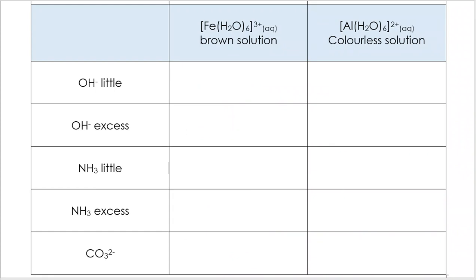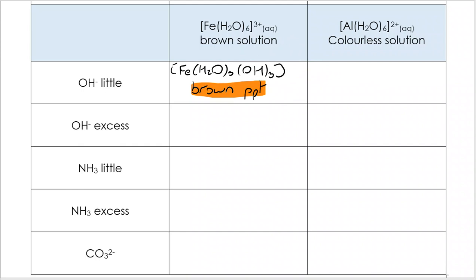Fe(H2O)6 3+. Well, a little bit of OH-. That will carry on reacting until we hit the precipitate, the brown precipitate here. I have had 3 OH- ions, each have taken an H+ away, and we're left with a brown precipitate.